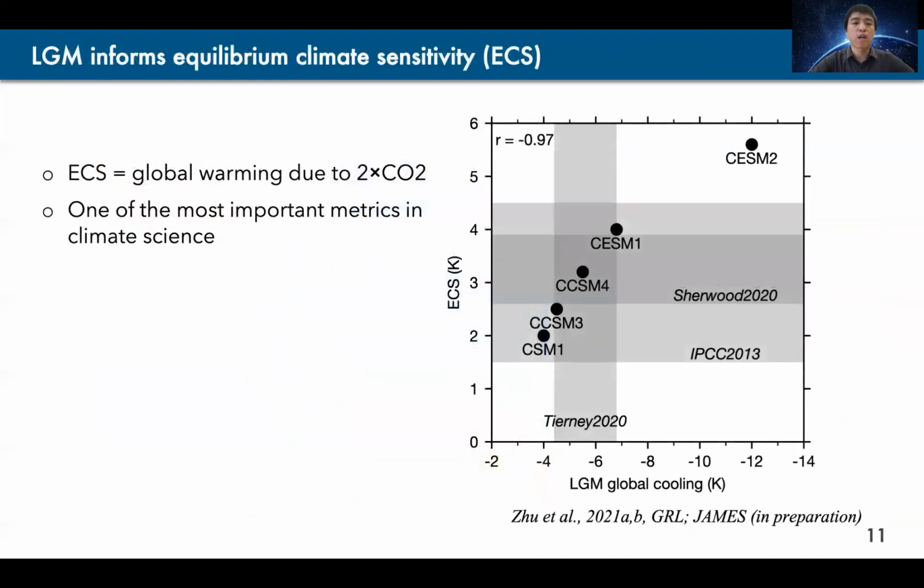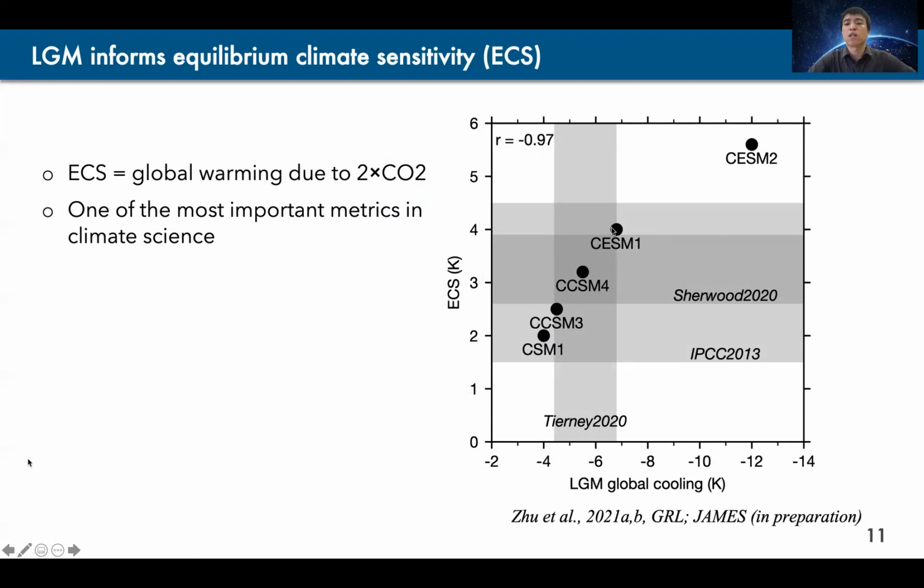You may wonder, why should we care about an ice age climate? So the LGM can be used to inform the equilibrium climate sensitivity. ECS measures the global temperature increase due to a doubling of the atmospheric CO2 concentration. So it's the Earth system's response boiled down into one single metric. In that sense, it's probably one of the most important metrics in climate science. The figure on the right shows the ECS in different versions of CESM models. The x-axis is the simulated LGM global cooling in each model. And you see a very nice correspondence between the two. In the case of CESM2, its ECS is above 5. It's much higher than any previous CESM models.